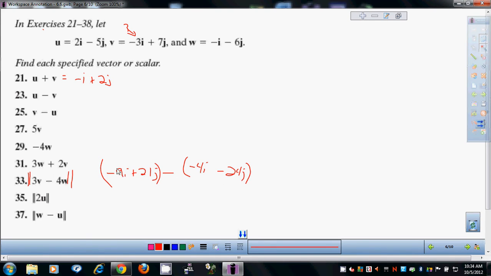Now I need to subtract them. Negative 9 minus a negative 4, so negative 9 plus 4, negative 5i. 21 minus a negative 24, so it's 21 plus 24, 45j. Now the only thing that's left, I need to find my magnitude. A squared plus b squared equals a ginormous number squared, and you know how to finish that from there. Yeah, that's all that means.